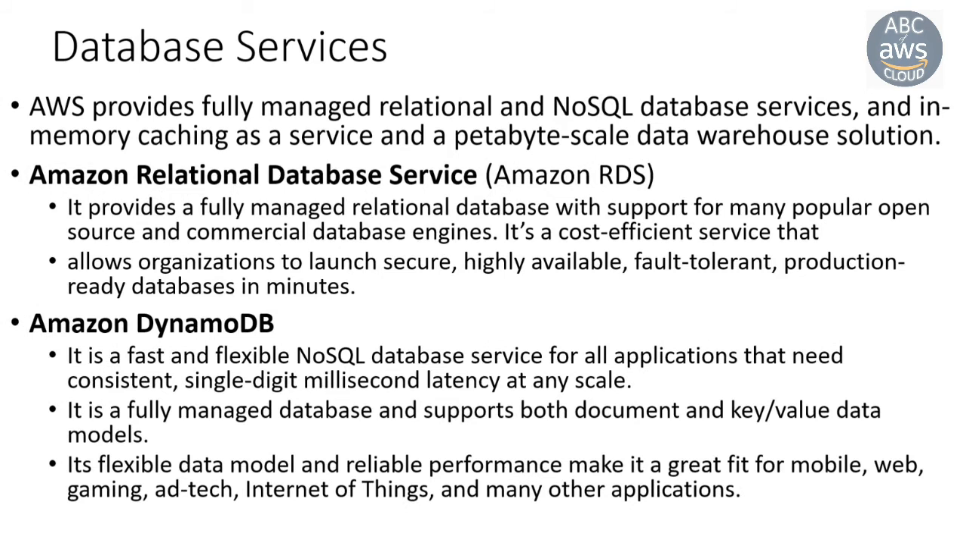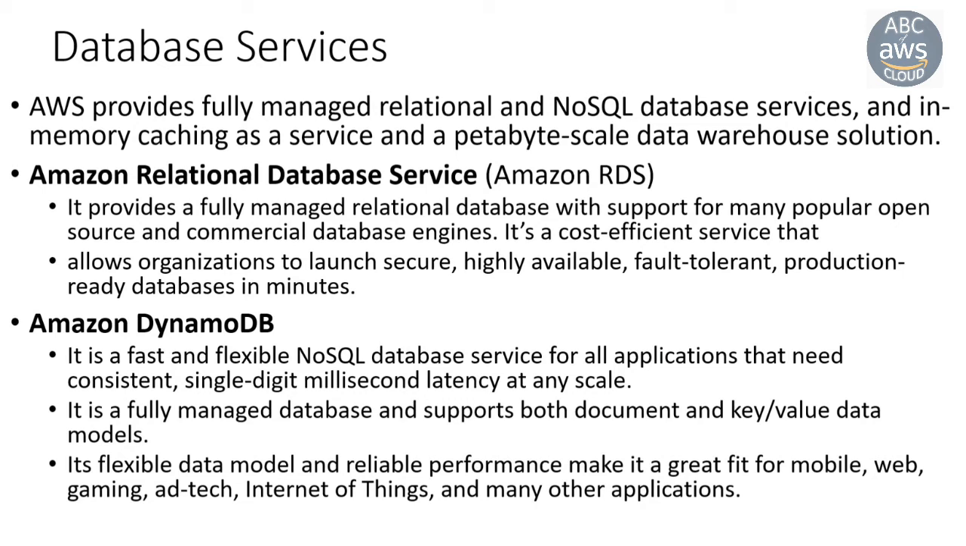We'll see database services. AWS provides fully managed relational and NoSQL databases, in-memory caching services also, and a petabyte-scale data warehouse. So, RDS, you can say relational database, NoSQL database, caching server, and your data warehouse. These four types of database are supported by AWS.